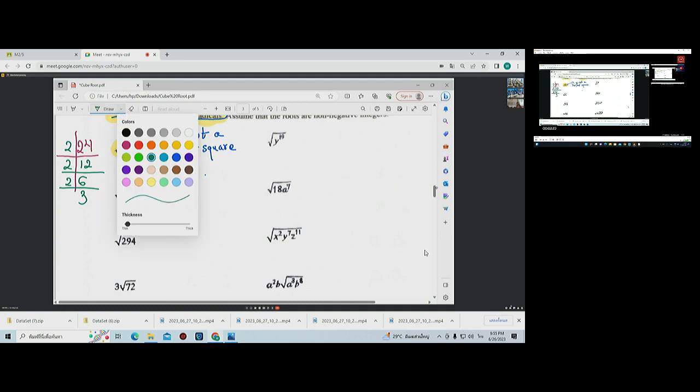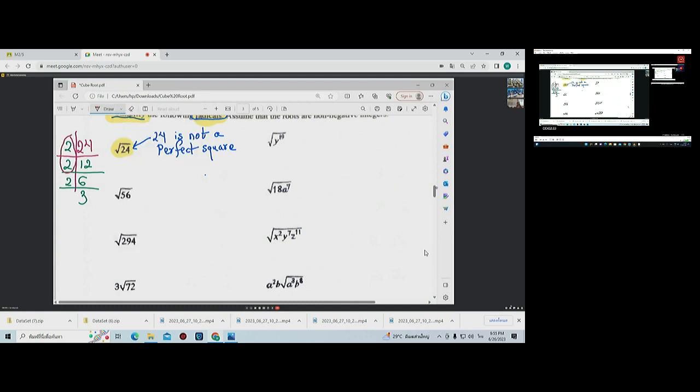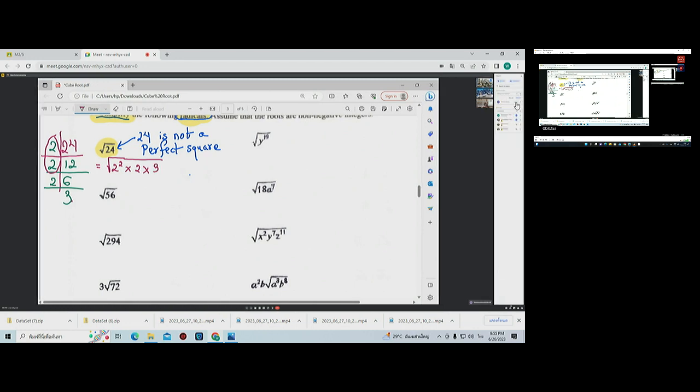So what did you see? We see that 2 times 2 times 2 times 3. Yes? So that means it can be written as 2 square times 2, and this 2, no square, 3, no square, right? So they have no square, no square.